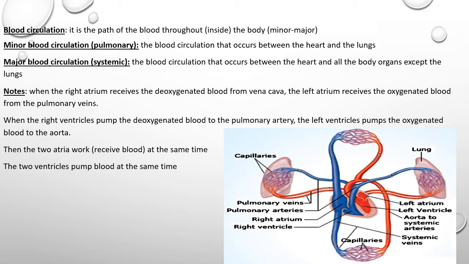After we know the structure of the circulatory system, which were the heart, blood, and the blood vessels, now we will know blood circulation. Blood circulation is the path of blood throughout the body.